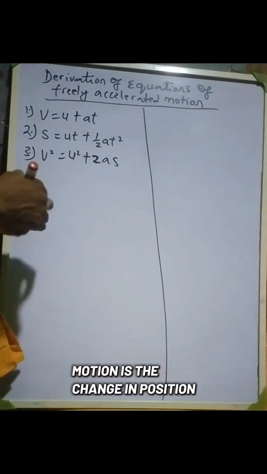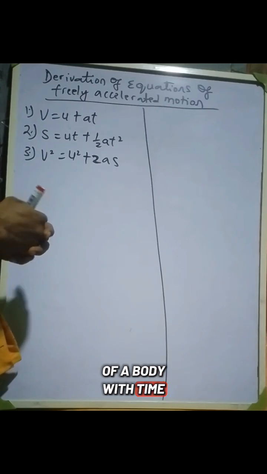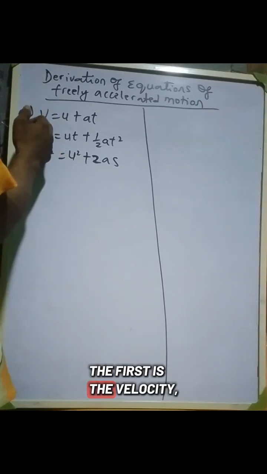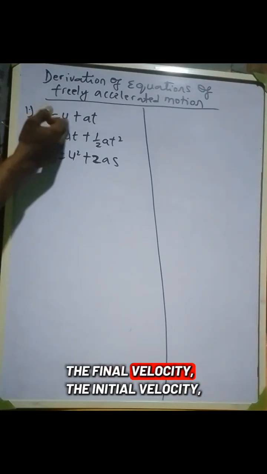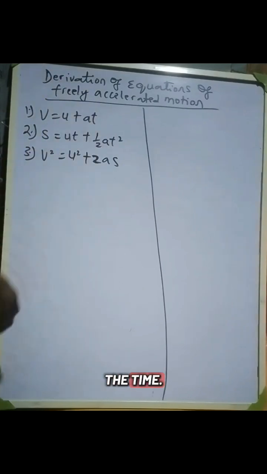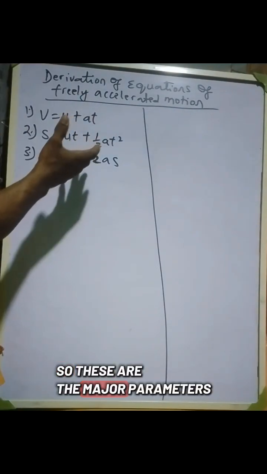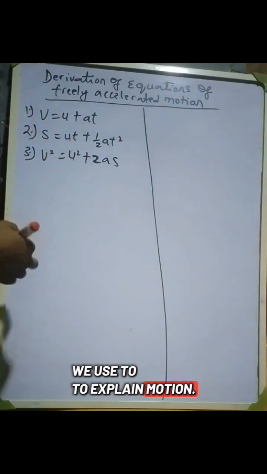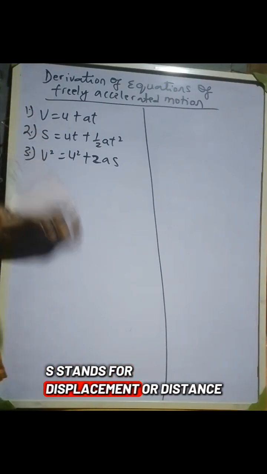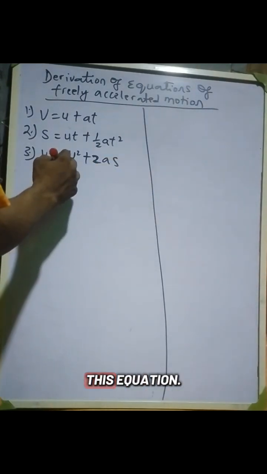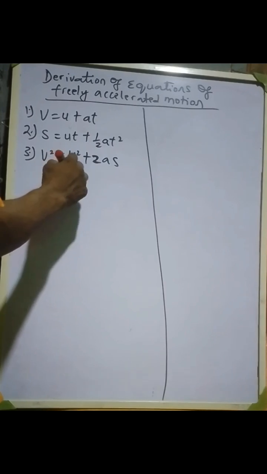Motion is the change in position of a body with time, and there are different parameters we use to describe the motion of a body. The first is the velocity, the final velocity, initial velocity, the acceleration of that body, and the time. So these are the major parameters we use to explain motion. s stands for displacement or distance in a given direction. So I'm going to derive these equations.